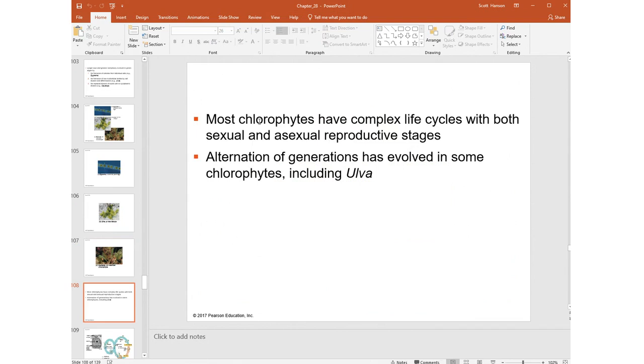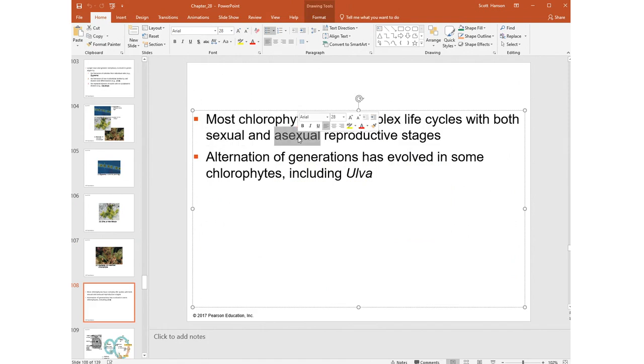So most of these chlorophytes in this group have pretty complex life cycles, and we've already seen some of those. They have both sexual and asexual reproductive stages, and they also have alternation of generations. Remember alternation of generations? So what is alternation of generations? Do you recall? Yeah. So alternation of generations, remember, is they'll have one generation that's diploid and then another generation that's haploid. Like they'll have a sporophyte generation and then a gametophyte generation, and so on.